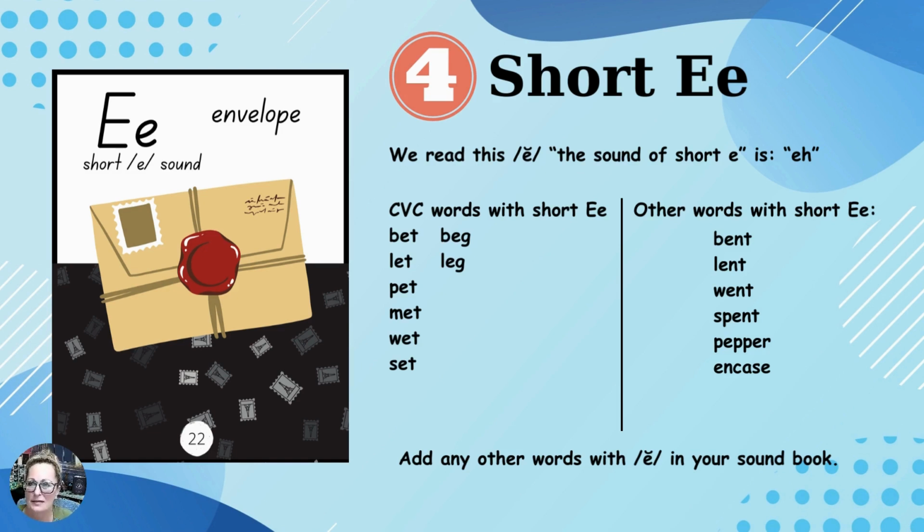This is the sound card for short E. I used a picture and the word envelope. The sound of short E is eh. You can see that I have a list of CVC words, which stands for consonant, vowel, consonant. And remember that CVC words are usually short vowel sounds. It's easy to start with CVC words when we're dealing with vowels because kids can often rhyme some words and just nail that sound for the vowel. In this case, short E is eh. So bet, let, beg, leg, and so forth.